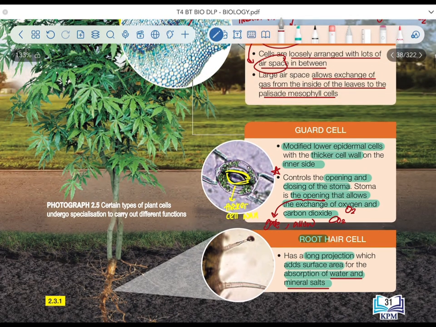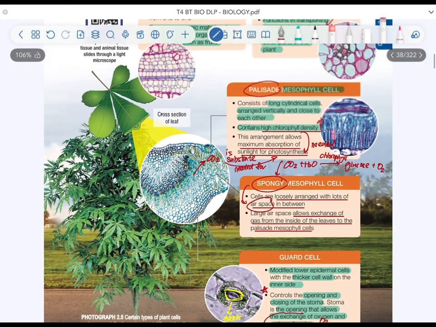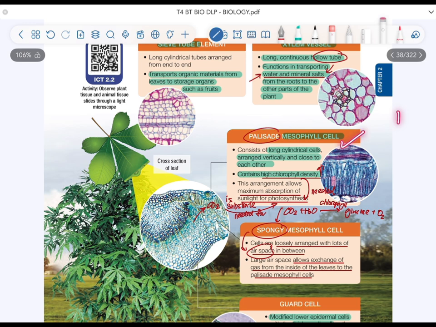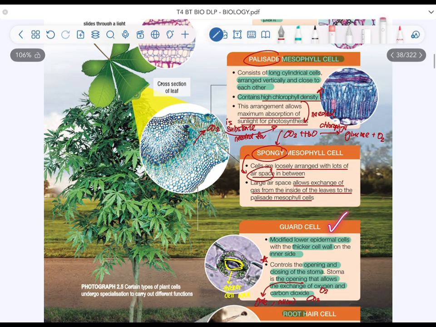So these are certain types of plant cells that undergo specialization to carry out different functions. You will know that the sieve tube element, xylem vessel, palisade mesophyll cell, spongy mesophyll cell, guard cell, and root hair cell all undergo specialization to carry out different functions.